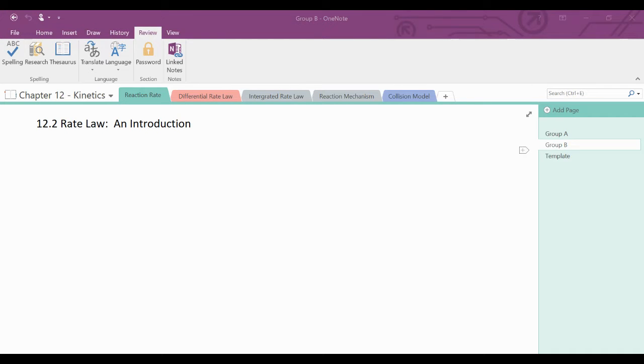Chapter 12, Section 2, we're going to look at rate laws in this section. So, a rate law is going to tell us how rate depends on concentration of reactants.